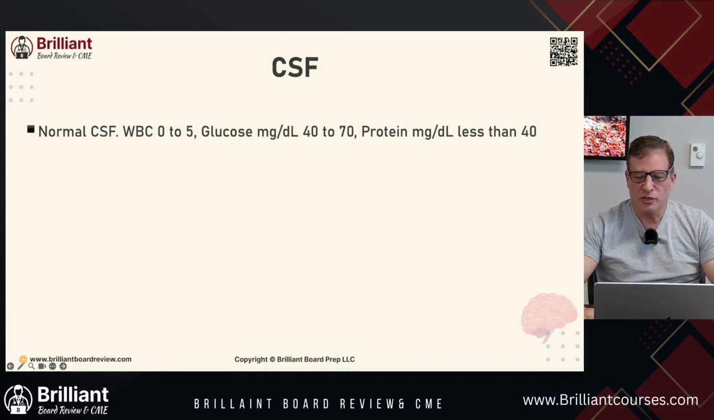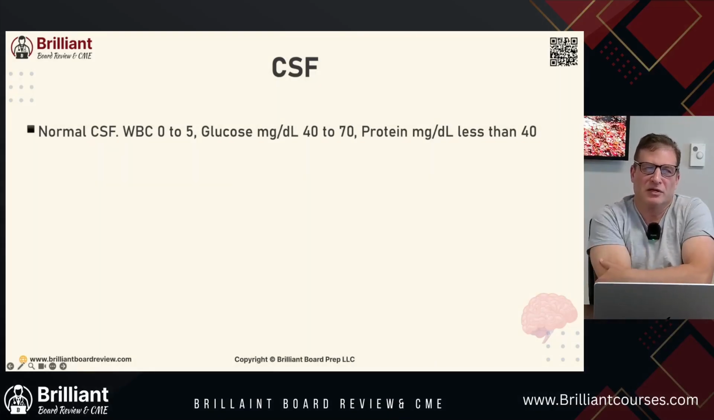So normals, and we'll talk about the normals. Normal CSF, the white blood count should be 0 to 5. Glucose should be 40 to 70. Now glucose, let's go with this.